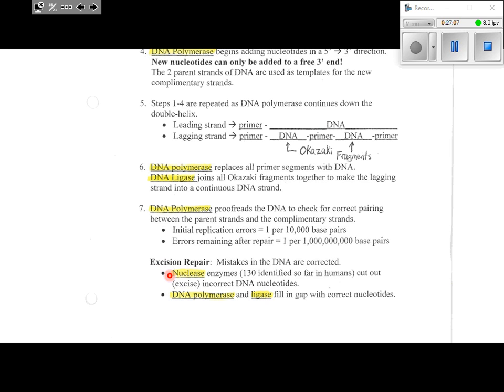And so there's another enzyme called nuclease that comes in. There's a bunch of different kinds of nucleases. They've identified 130 so far. But these are editing enzymes. They come in, they cut out the mistake. DNA polymerase replaces the faulty DNA with correct DNA. And then our welder enzyme, ligase, comes in and seals up the repair so that it's perfect.